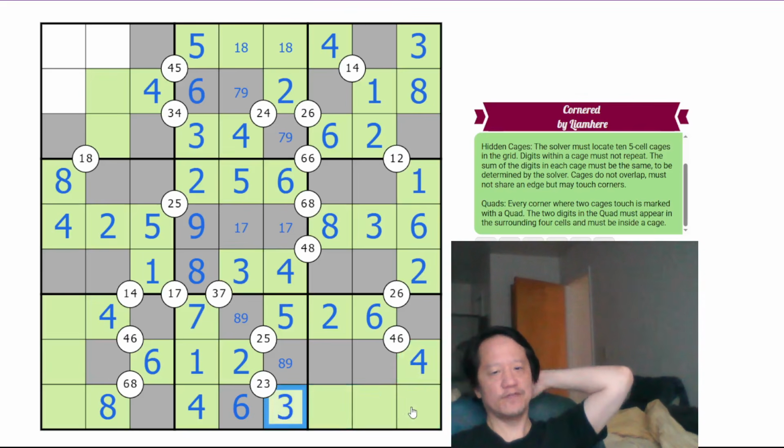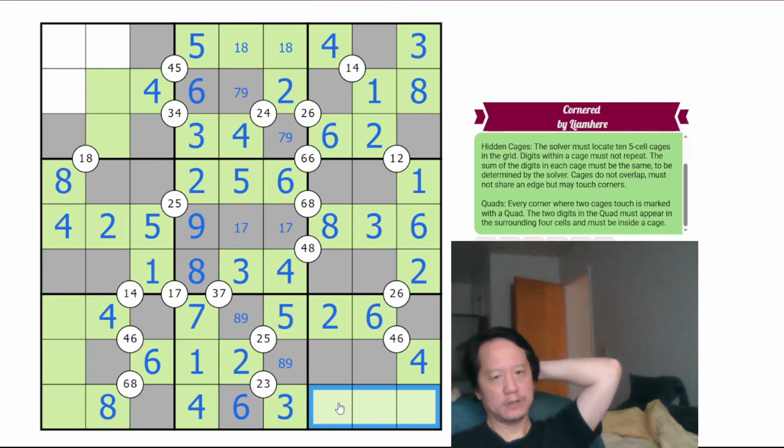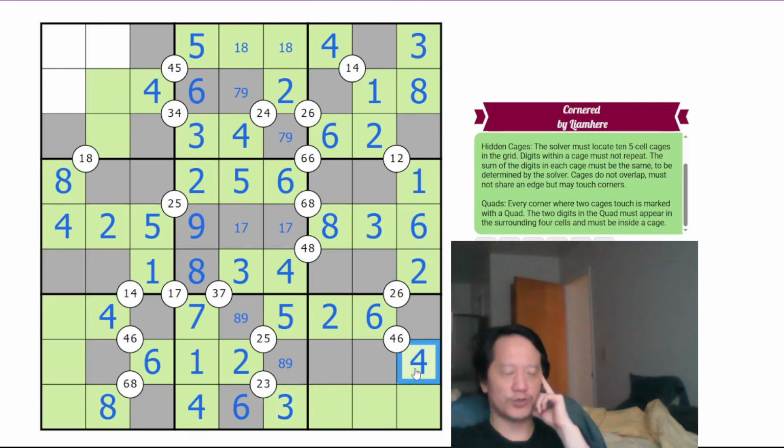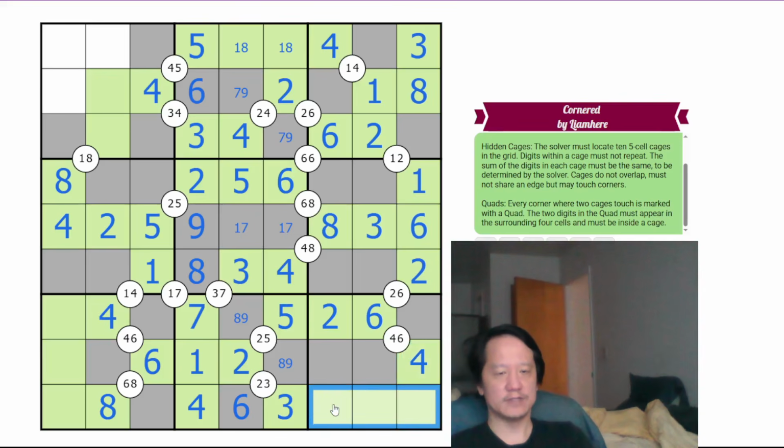So we have 3 and 4 with a 1. That adds up to 8. 20 minus 8 is 12. So the remaining 2 digits here add up to 12 without 3 and 4. So no 3, 9, no 4, 8. It must be 5 and 7. So this has to be 1, 5, and 7.